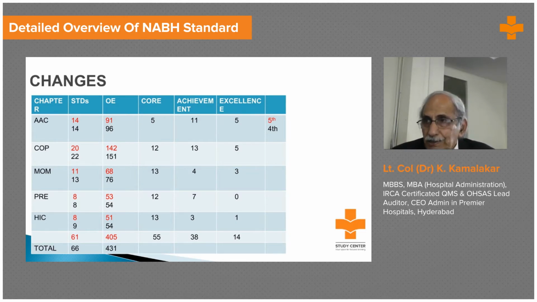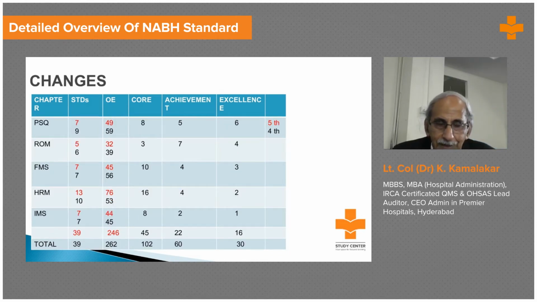They brought a new change and identified certain objective elements as the core objective elements, some of them as the achievement objective elements, and others as the excellence objective elements. When you go to the next slide, you will understand why they have kept it like that. So this is about the first 5 chapters, and these are the next 5 chapters. If you see now, PSQ is there in the fifth edition. Earlier, what I showed was the continuous quality improvement chapter, that has become the patient safety and quality now.